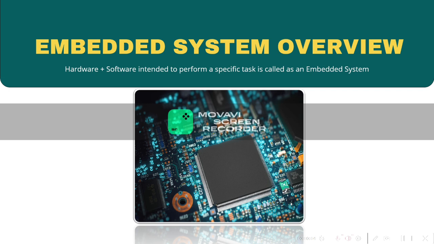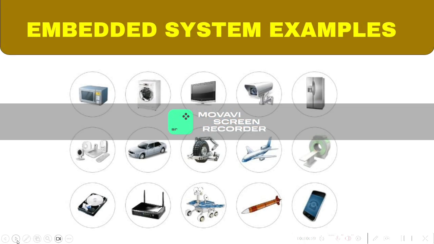Now I will talk about the embedded system overview. What is an embedded system? An embedded system is a hardware plus software system intended to perform a specific task. Now we will see some examples of embedded systems in our day-to-day life. In the given diagram, we see a microwave oven, washing machine, LED TV, CCTV cameras, airplane, hard disks, and many more in which we use embedded systems in our day-to-day life.